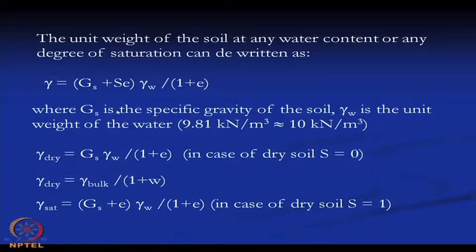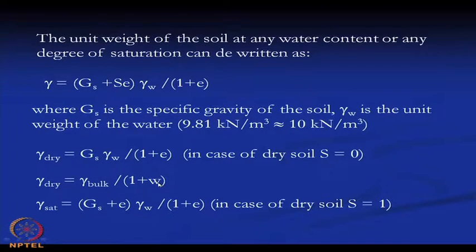Now, if the soil is completely dry, that means S is equal to 0, that means saturation is 0, then the equation of gamma dry will be Gs into gamma w into 1 by (1 plus e). That is because here S is equal to 0. So, this big equation becomes this one for the gamma dry. And then we can write that gamma dry is equal to gamma bulk divided by (1 plus w).